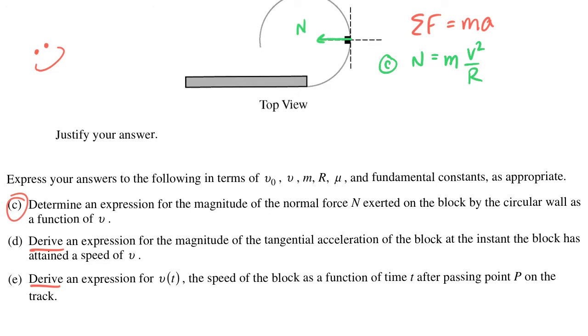Now D begins to get a little bit more complicated. It says derive an expression for the magnitude of the tangential acceleration of the block at the instant the block has attained speed v. Now that's a little harder because the tangential acceleration is based on the tangential force, which is the frictional force.